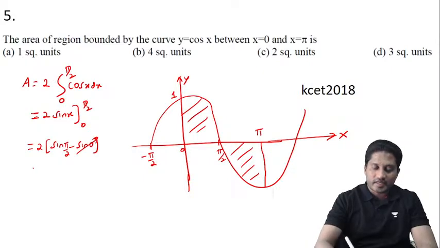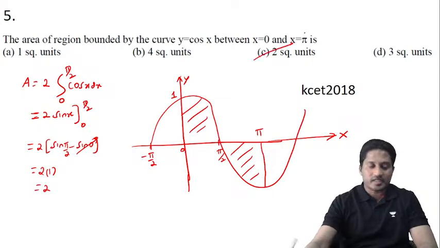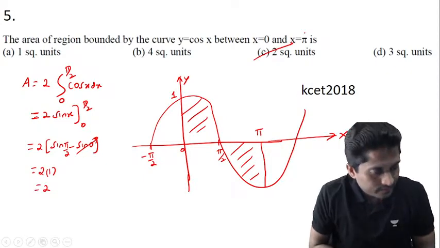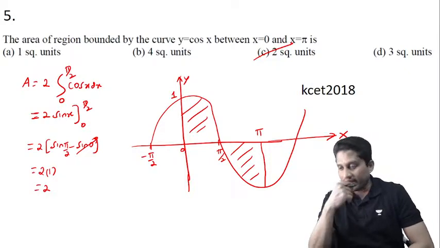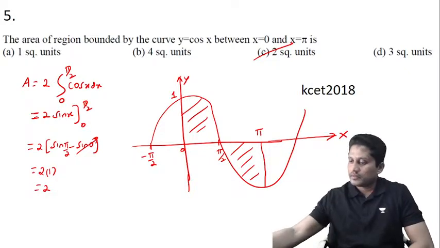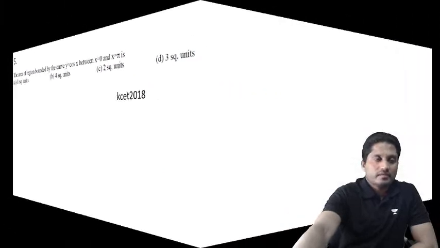Sin 0 is 0, sin 90 is 1, 2 into 1 is equal to 2. That is 2 square units. Answer is option C. Alright, this was asked in the 2018 paper. Let's move to the next question.